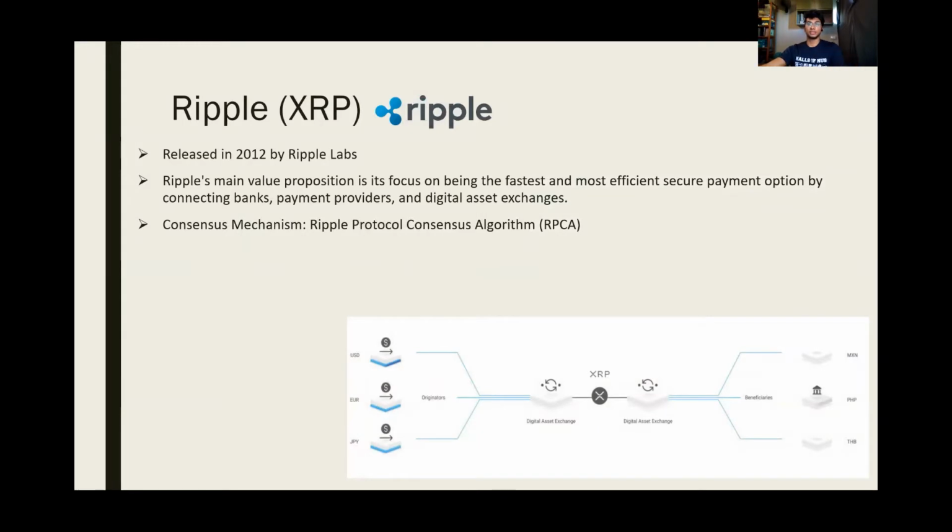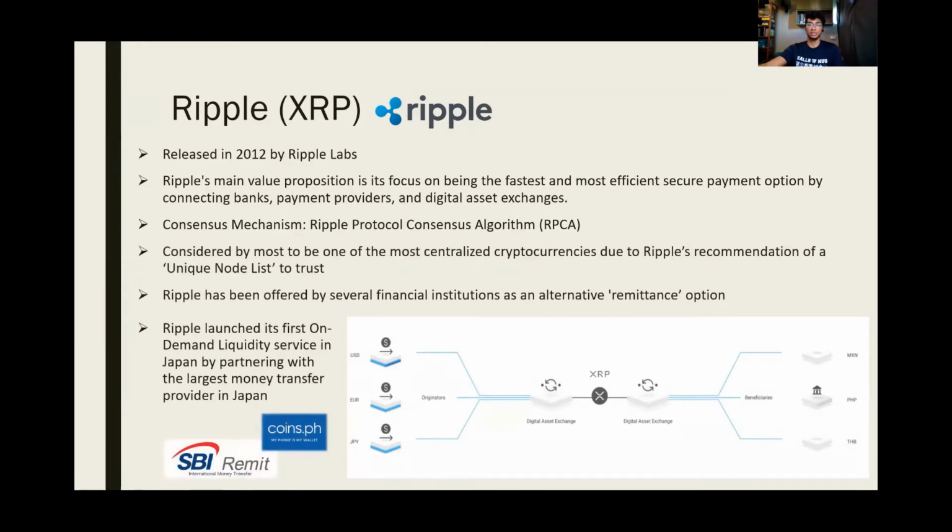Another altcoin that must be known is Ripple. Ripple's main value proposition is its focus on being the fastest and most secure payment option. By using its own consensus mechanism, the Ripple Protocol Consensus Algorithm, it is considered to be one of the most centralized cryptocurrencies due to the recommendation of a unique node list to trust, which is actually a list of validators that the participant believes are trustable and will not defraud them.